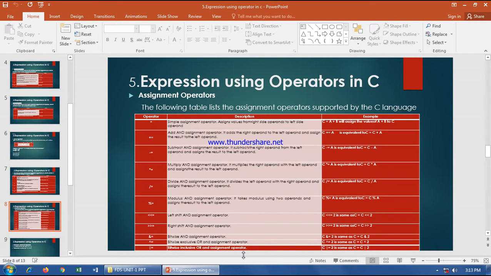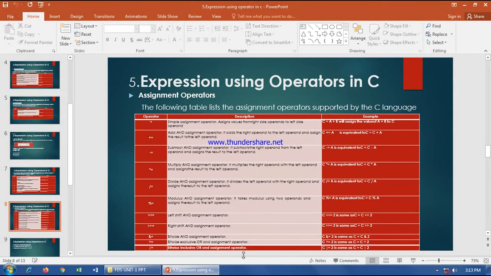The next one is plus equal to, the add and assignment operator. It adds the right operand to the left operand and assigns the result to the left operand. Then minus equal to is the subtract and assignment operator. Then the multiply and assignment operator, which means C is equal to C into A. Then the divide and assignment operator.